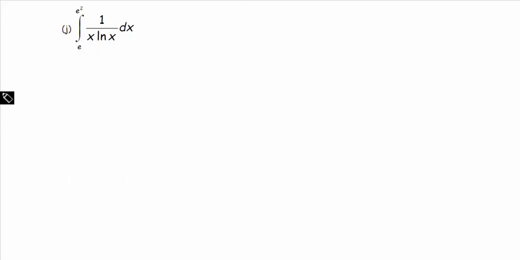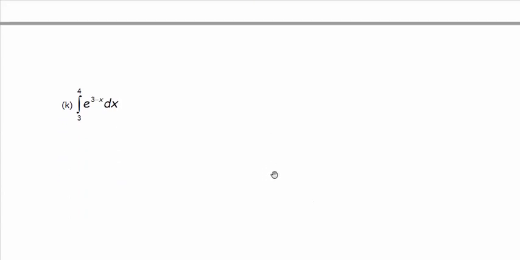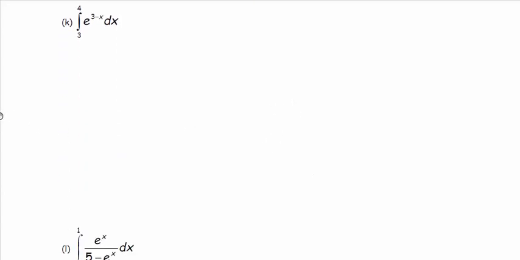Alright, let's try a couple more examples with u substitution again. So u is going to be used in this problem as well. The integral from 3 to 4 of e to the 3 minus x dx. There we go. So u is 3 minus x. du is negative dx. So negative du is equal to dx.